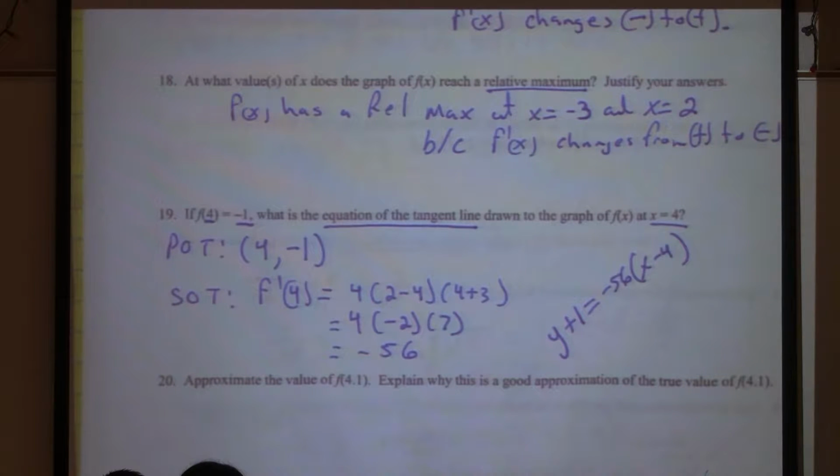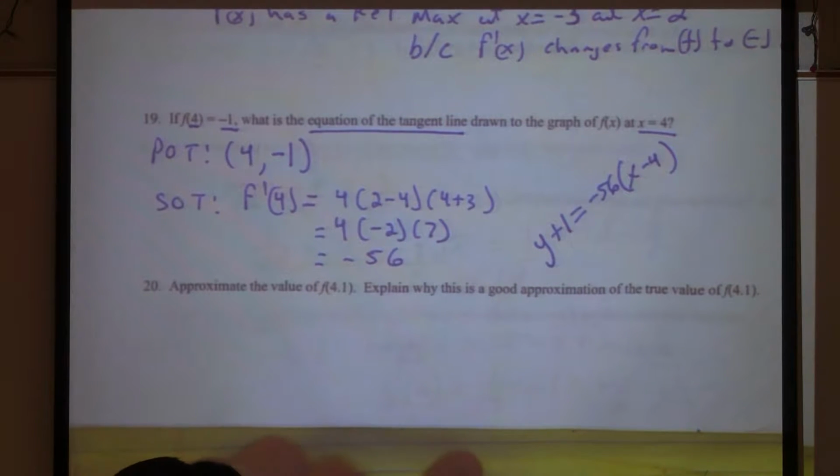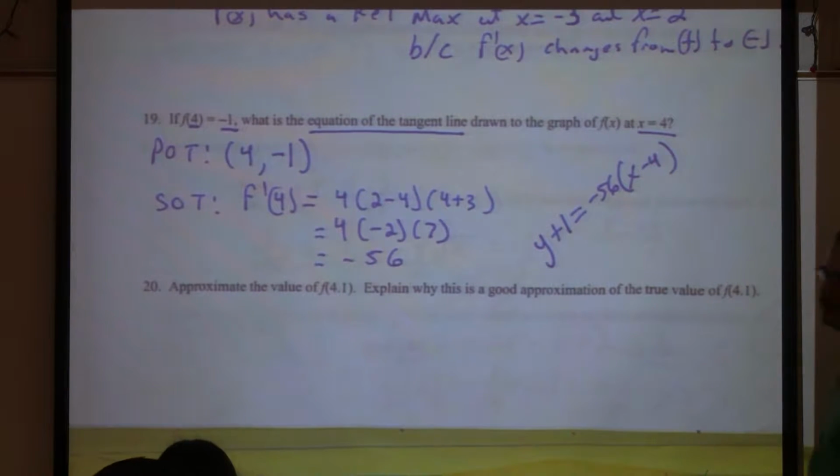What is the next problem asking us to do, Cesar? What is it asking us for? To approximate the value of f at 4.1. So how can I approximate that if I don't even know the original function? The way we did it last time. How did we do it last time? We just put it in.